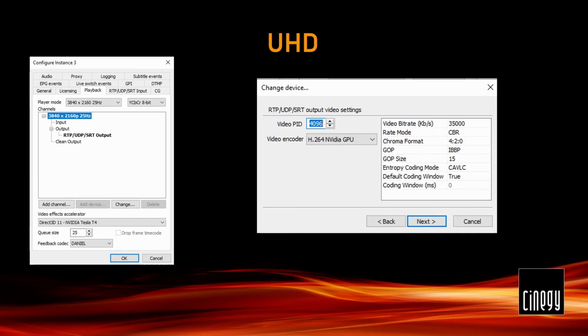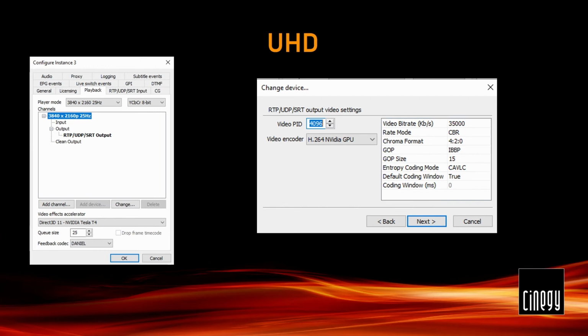Now we come to UHD. Is this going to be a challenge to deliver? Here are the changes I've made to the engine config. I've simply moved the player mode up to UHD, and I've increased the output bitrate to 35 megabits per second, but still as a H.264 encoded stream.